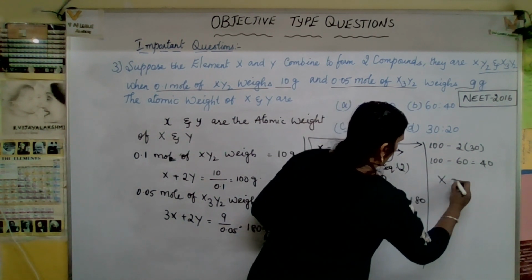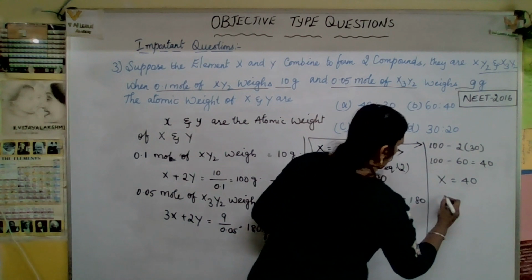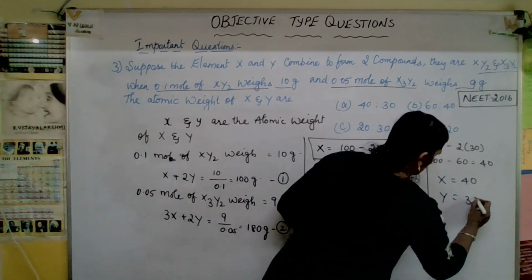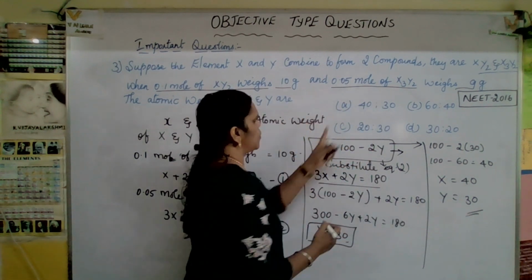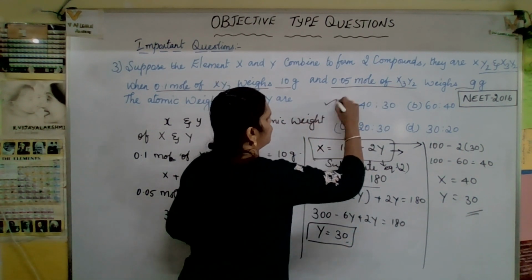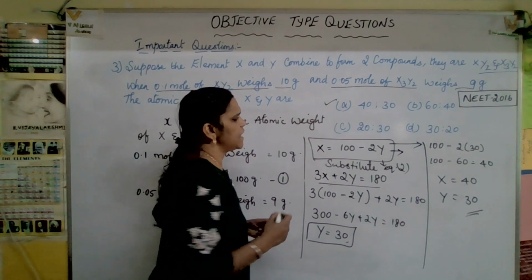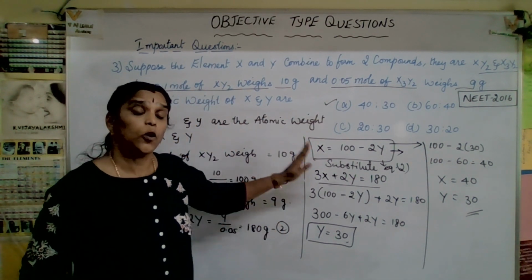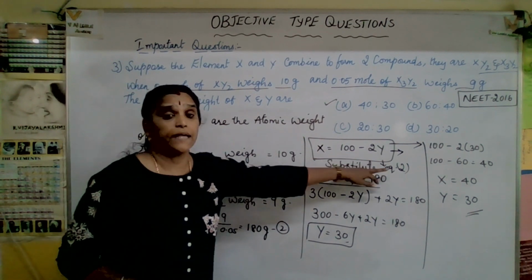So the x value is 40 and the y value is 30. So what is the answer here? The option they have given here, 40, 30, option A, is the correct answer. I hope you got a clear idea about that. How do we find out this answer?